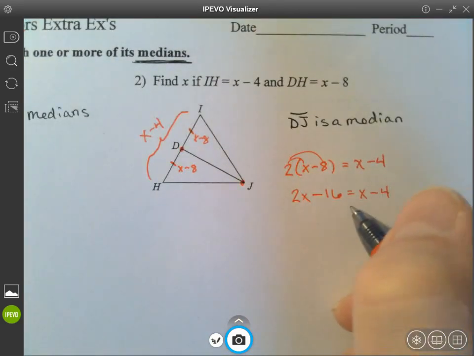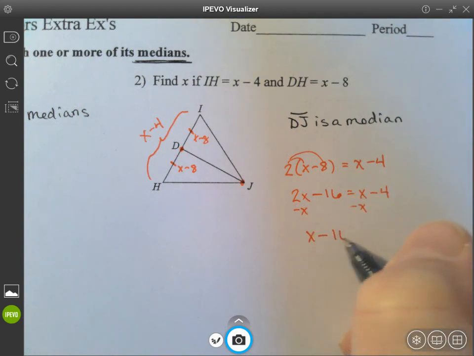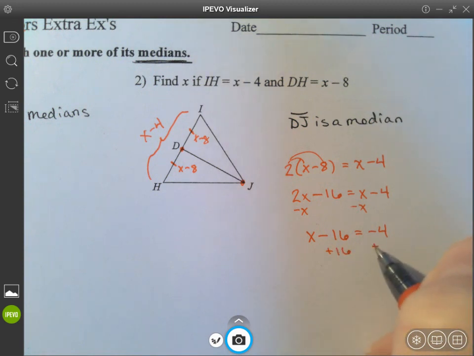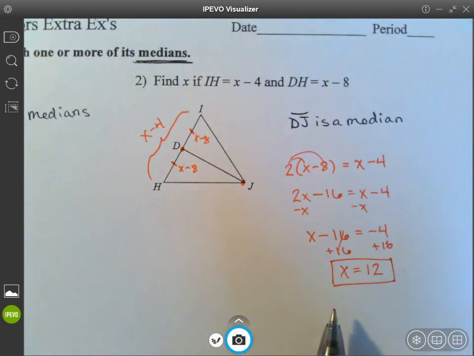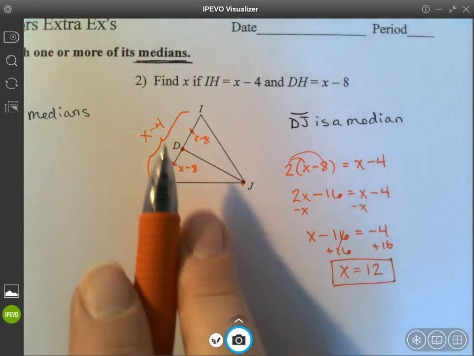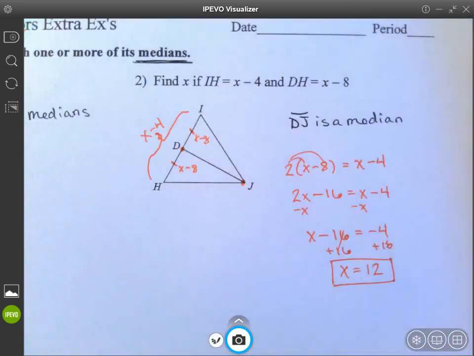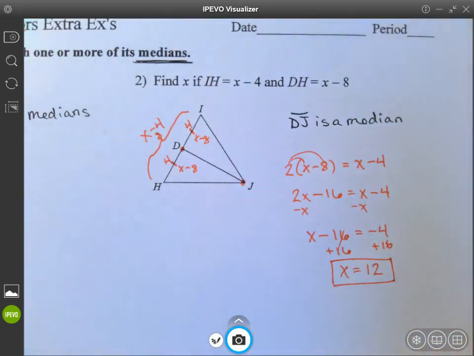I'm going to subtract x from both sides. I like to move that first. So x minus 16 equals negative 4. I'm going to add 16 to both sides, and I get x equals 12. And that's all it wanted me to find, was x. Now, if it asked me to find the length of the sides, I would just plug it in. 12 minus 4 is 8, so the whole thing is 8 units. 12 minus 8 is 4. So there you go. We're done.